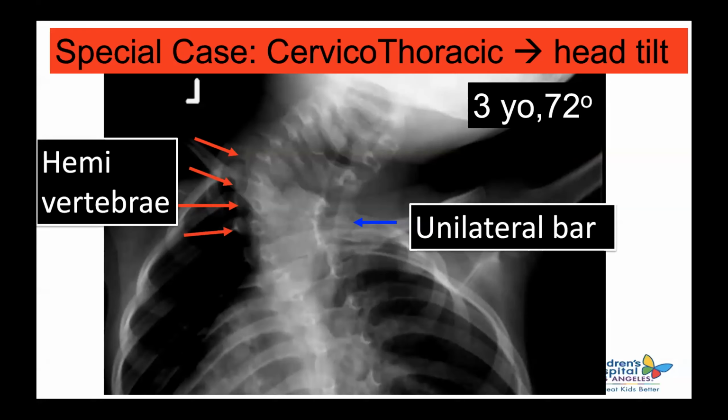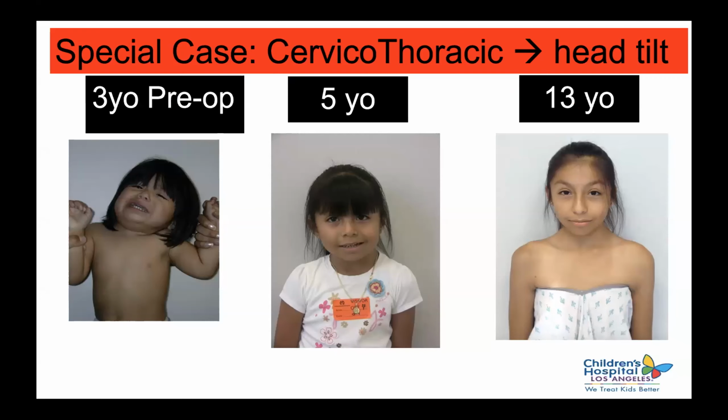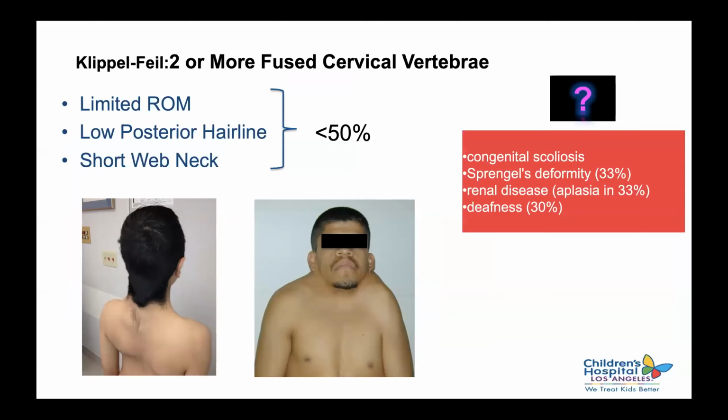Now another special case, cervical thoracic. When there's cervical thoracic, it causes a head tilt, which could cause much more significant cosmetic deformity than you might otherwise expect from the Cobb angle. Same principle: stop the growth on the side that's growing too much, maybe do a little bit of distraction on the other side. It's much safer than doing a heroic resection of multiple vertebrae, and will have acceptable cosmetic results, frequently, not always. And the last special case here is Klippel-Feil syndrome.